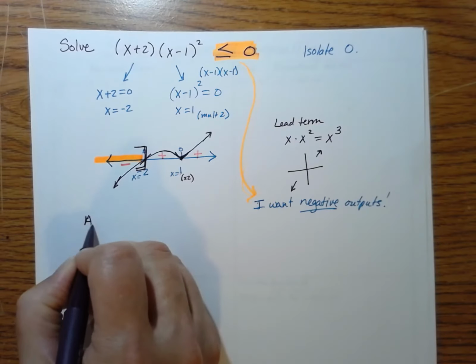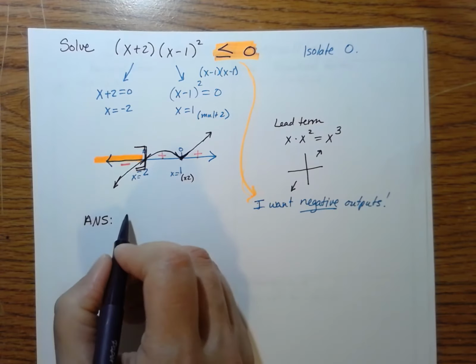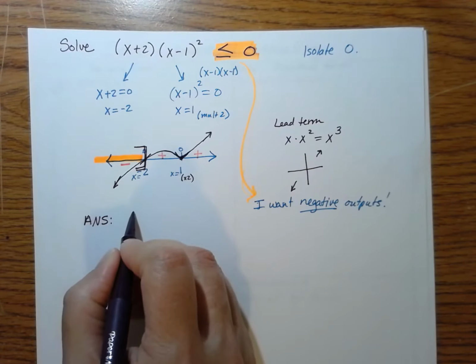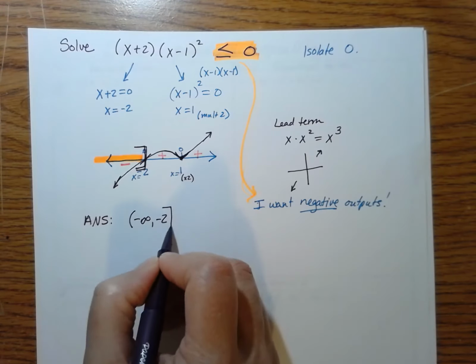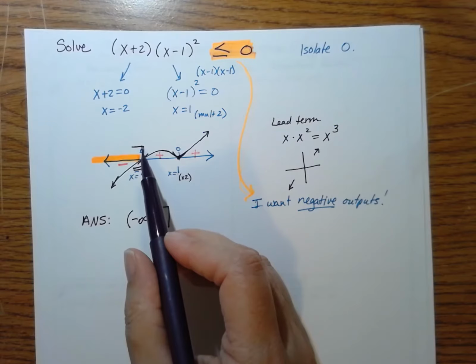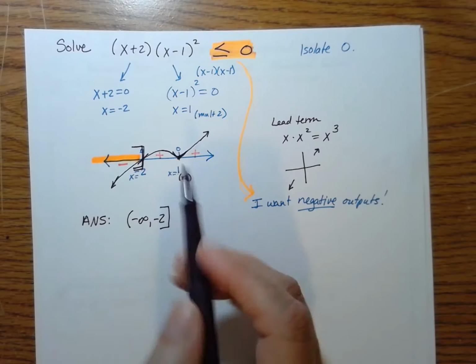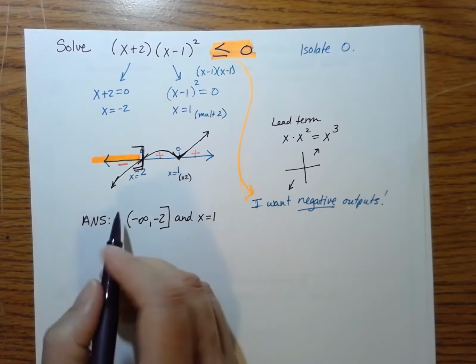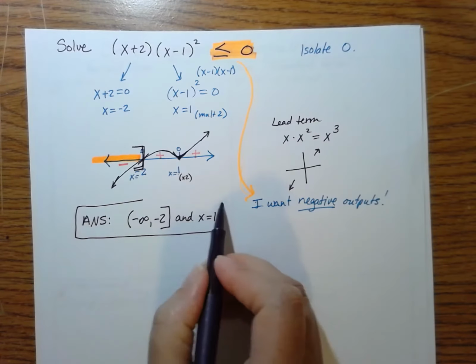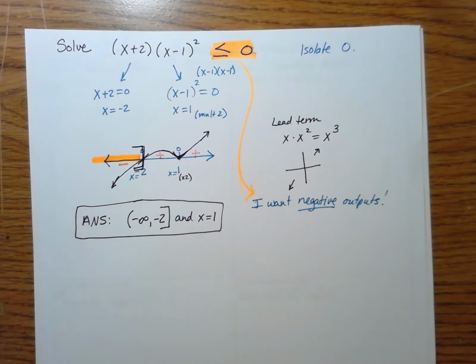So my answer is going to be this. The entire interval that leads up to -2, so from -infinity to -2 with a bracket, because I want to include that 0, and the single point where x is 1. So I'll just write "and x equals 1." And that is the solution to that inequality.